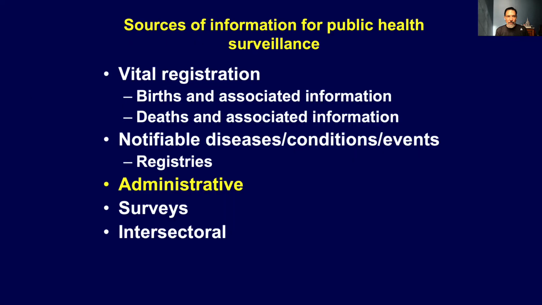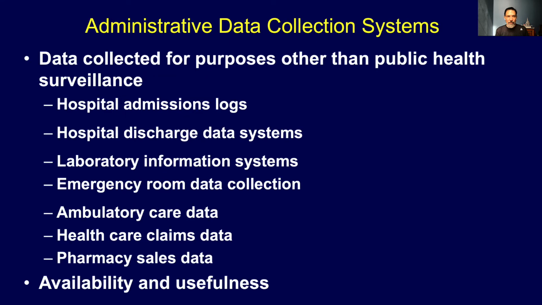Okay, so in addition to vital registration and notifiable disease reporting, there's also administrative sources which can be important for conducting surveillance. So what are these? These are data that are not set up for the purposes of public health surveillance. They're set up for other purposes, such as billing systems or keeping track of who's admitted to the hospital, and laboratory information systems, or healthcare claims data and pharmacy sales data.